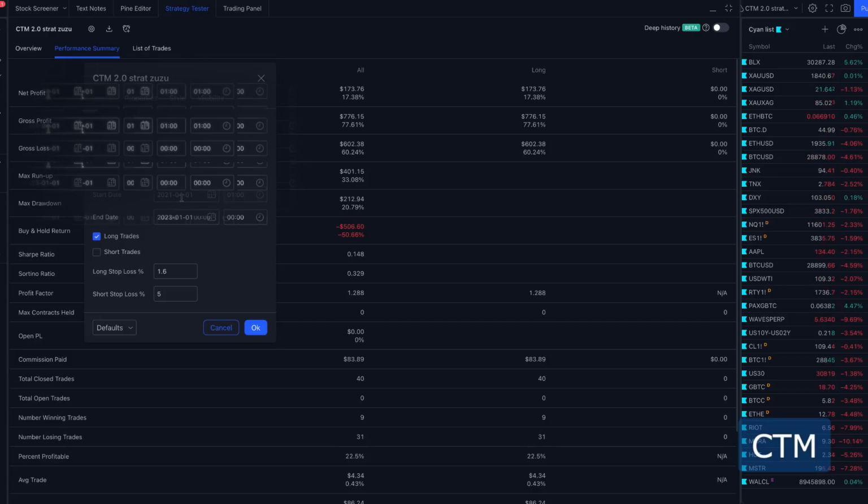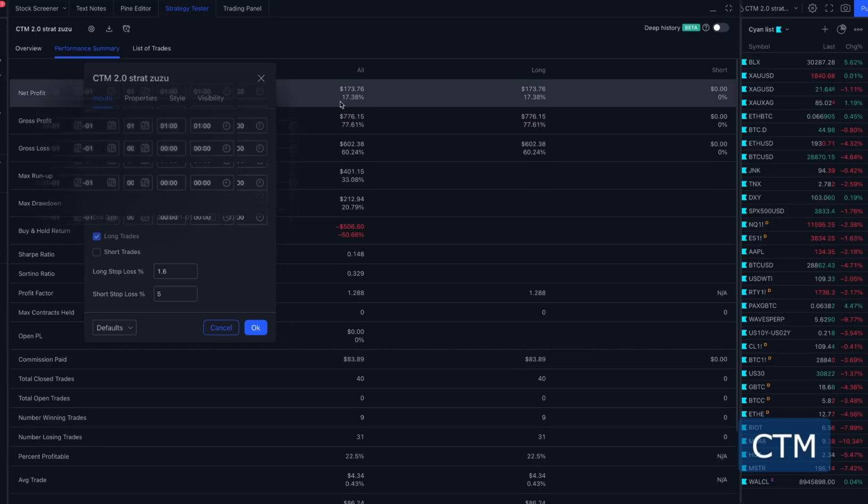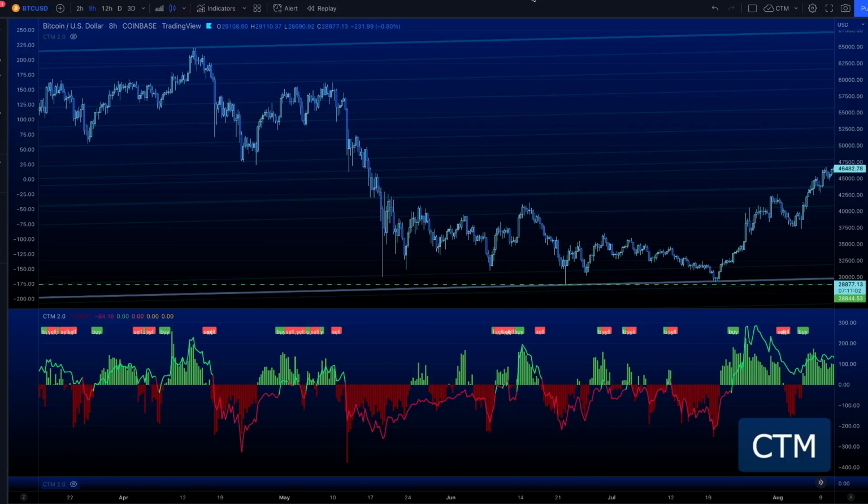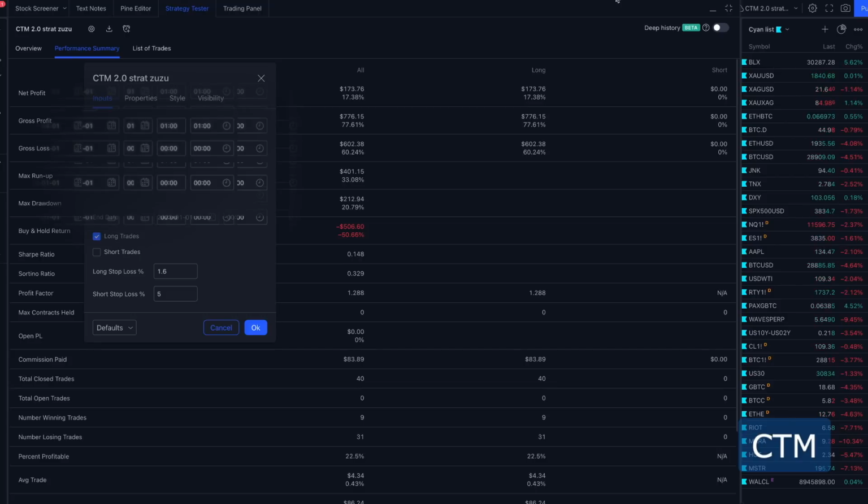We're looking at that same period over here, the 1st of April 2021 where Bitcoin topped, and this is looking at the long side only. It's on the 8-hour time frame with the settings, and it's showing a 1.6% stop loss, and it's up 17%, while Bitcoin is down over 50%. So just long side only, there's a clean and strong case for why you want to be deploying some type of strategy like CTM 2.0.